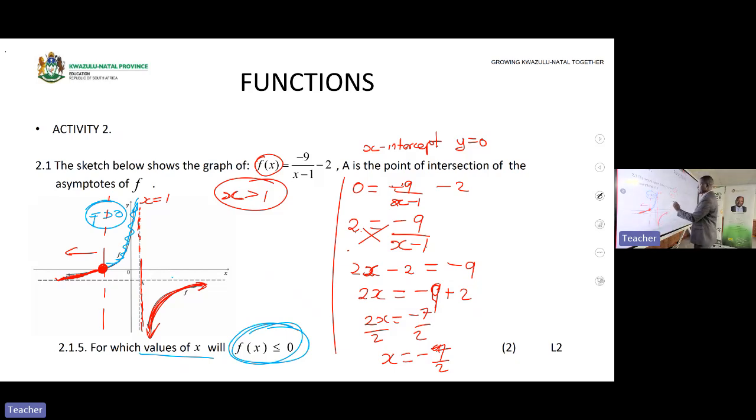So our second answer will be x must be less than or equals to negative 3,5, because we were looking at this point, the value of the x-intercept. And we know that all the values that are on the left-hand side of negative 3,5 are all less than that value. So the second answer should be x is less than or equals to negative 3,5.